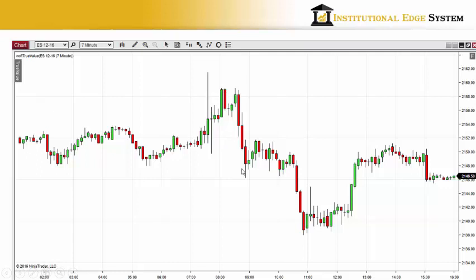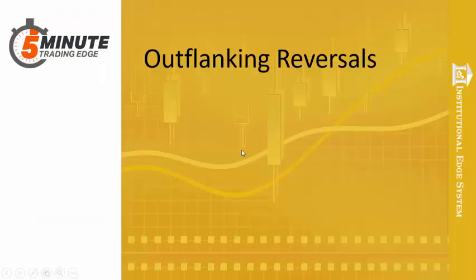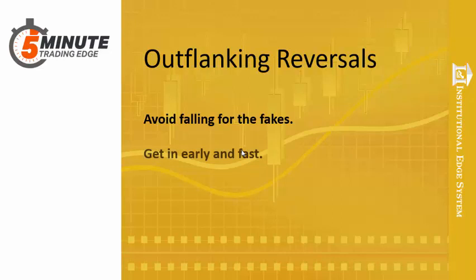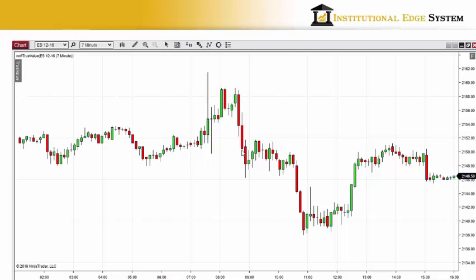Well, there is a way for you to outflank reversals with your retail trading account when you're dealing with the big institutions, just like the Greeks did, taking on the Romans. But you can outflank reversals, and you can do it in a way that helps you avoid falling for fakes. It allows you to get in early and fast, and it also allows you to exit on time. And yes, exit on time with victorious profits. What are we talking about here?